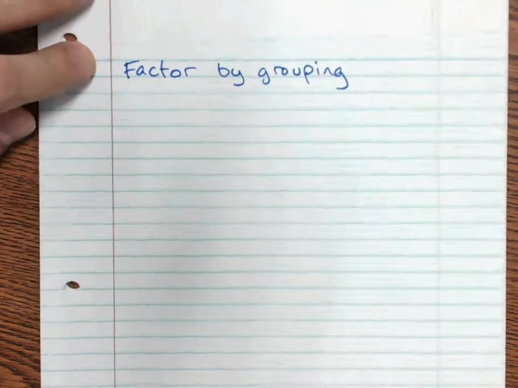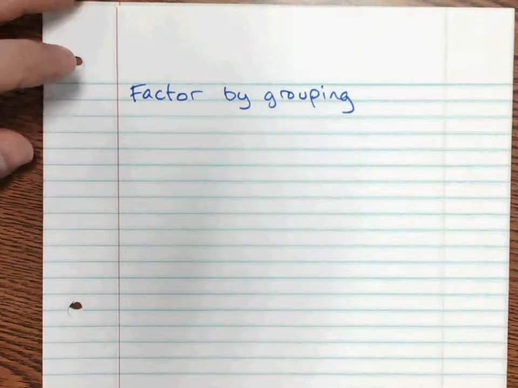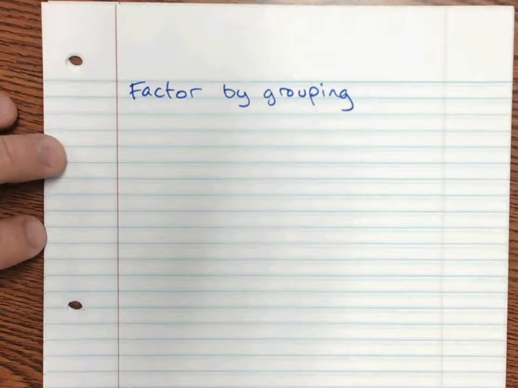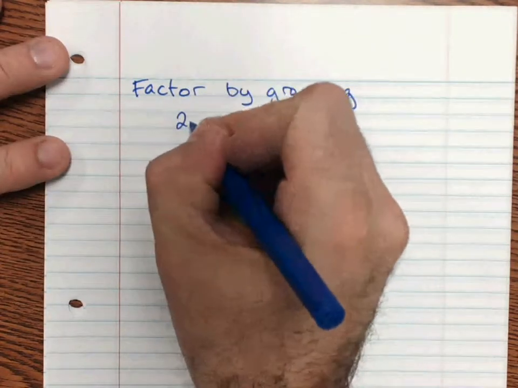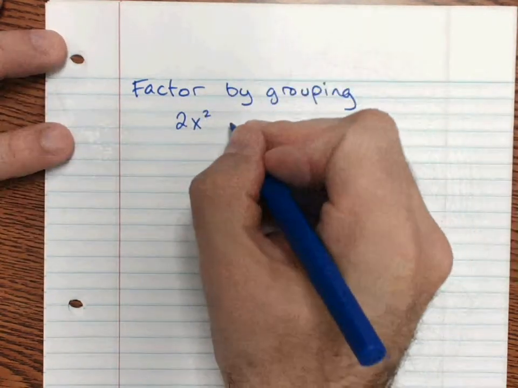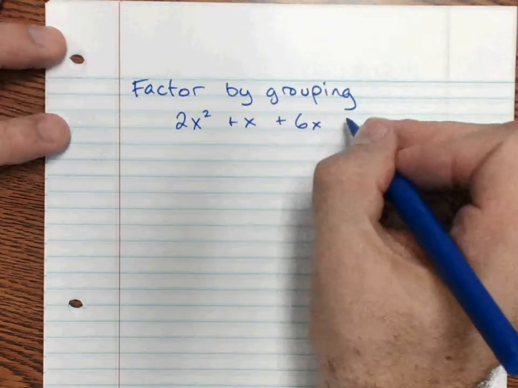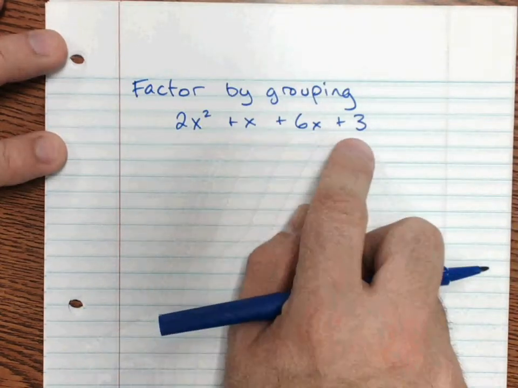Now, factoring by grouping is another extended method of doing what we just did. It's factoring out a common factor, and we can do this when a polynomial has an even number of terms. So, for example, if we have 2x squared plus x plus 6x plus 3.